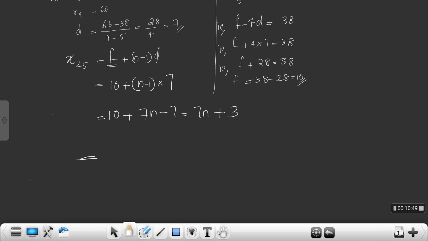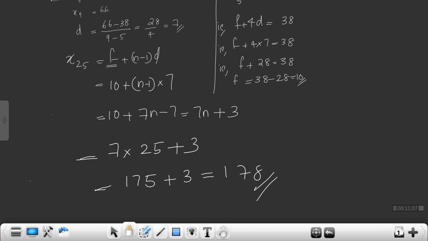We want to find x25. That is 7 into n, but here n is 25. So 7 into 25 plus 3, that is 175 plus 3, which is equal to 178. Here we want to find the 25th term, so n is equal to 25. The 25th term is 178.